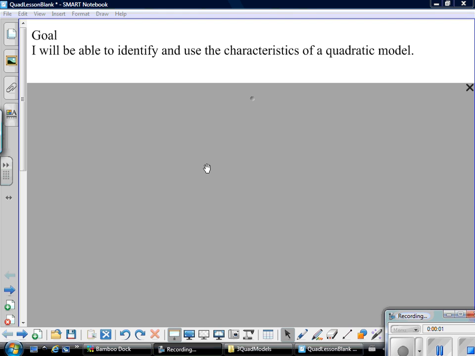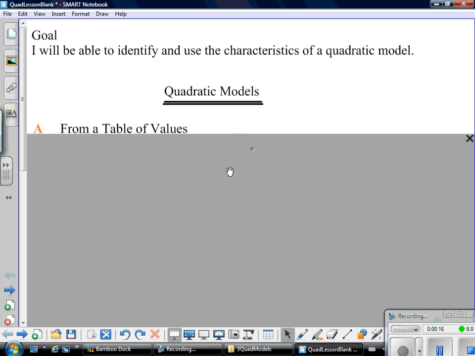Okay, today is very similar to last day's lesson, except what we're looking at for our goal is quadratic models. So we're going to be able to identify a quadratic model and then use those characteristics to talk about different quadratic models. So on with the notes.